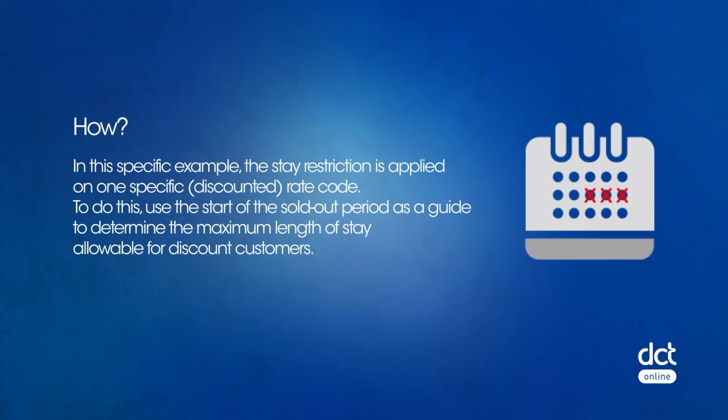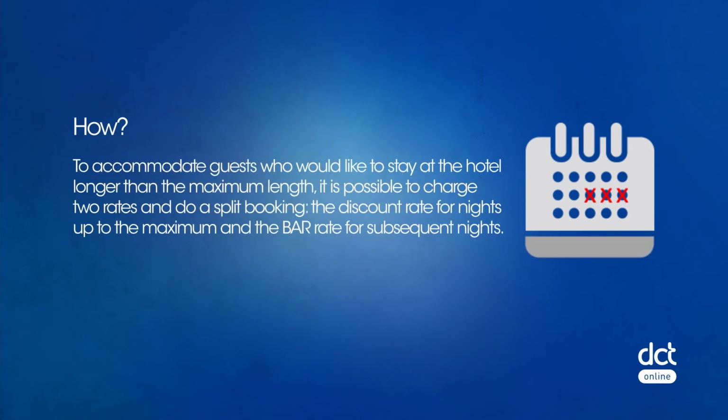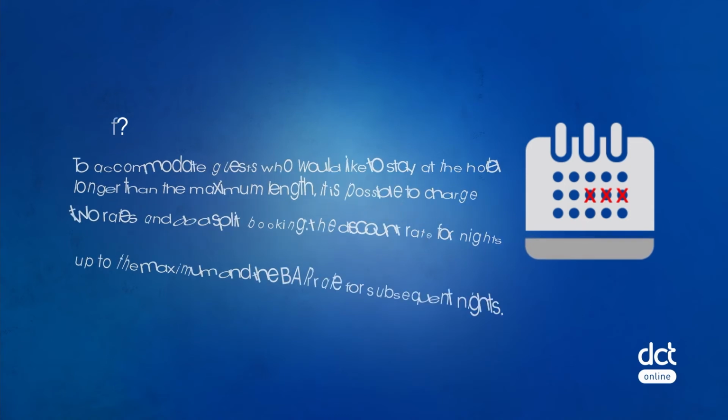To do this, use the start of the sold-out period as a guide to determine the maximum length of stay allowable for discount customers. To accommodate guests who would like to stay at the hotel longer than the maximum length, it is possible to charge 2 rates and do a split booking: the discount rate for nights up to the maximum and the BAR rate for the subsequent nights.